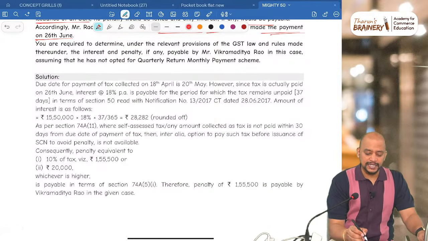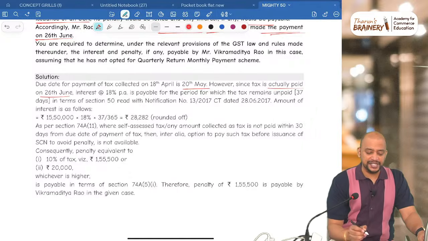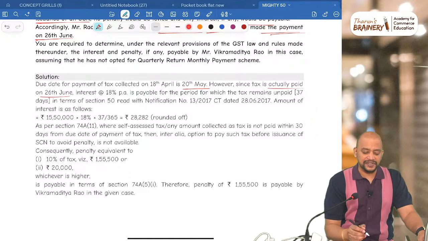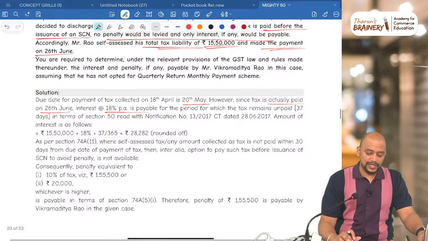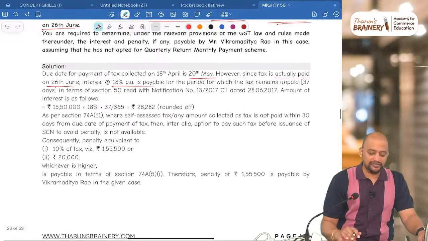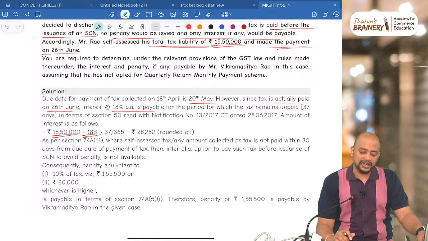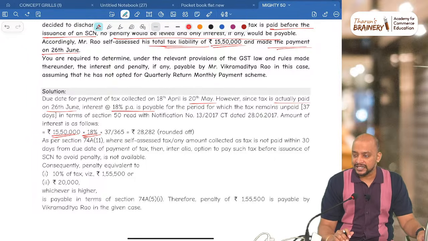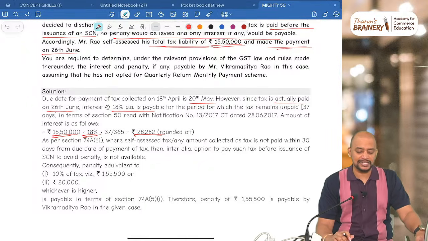Due date is 20th May. However, since the tax is actually paid on 26th June, interest at the rate of 18% will be payable. And what is the interest in this case? So what is the tax amount? First, 15,50,000 into 18% into number of days delay. So 20th May to 26th June. So in May 11 days, in June 26 days. So therefore 37 days, 28,282 rupees is the interest.